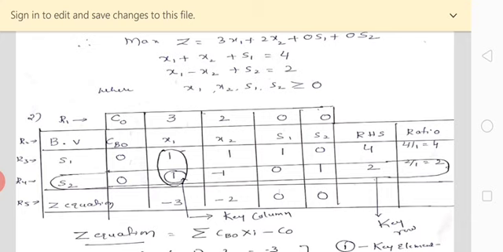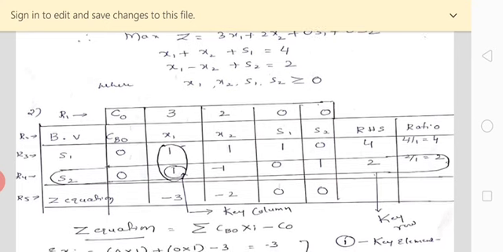Okay, whereas in the x1, x2, s1, s2 columns, just observe in the R3 row I have written the first constraint coefficients. For x1 the coefficient is 1, similarly for x2 it is 1, similarly for s1 it is 1, and for s2, which is absent, I have written 0, and its constant value is 4.